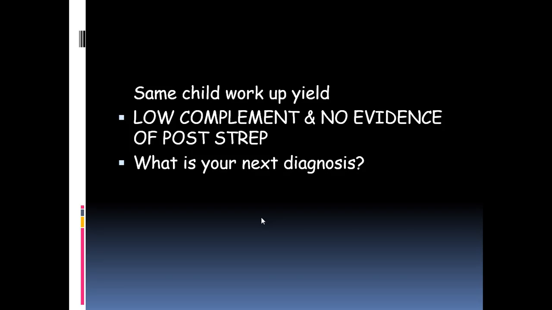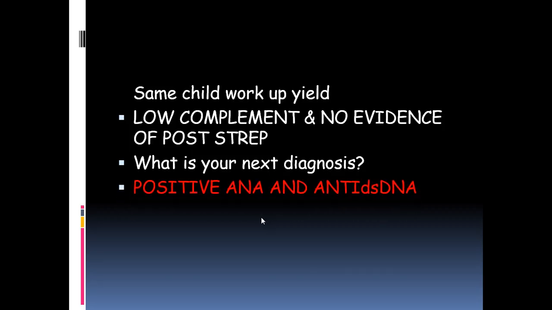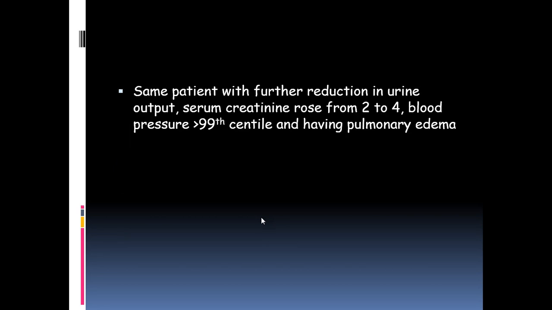So the same child workup yielded a low complement level. If you have a low complement level, but on the contrary the patient did not show post streptococcal evidence, then what shall we consider next? As she was a girl of 10 years old, we sent her ANAs and anti-double stranded DNA, which turned out to be positive, and so the diagnosis of lupus nephritis was confirmed. So anybody who has an AGN-like picture with low complement levels with normal ASO titers, and on the contrary a positive serology for lupus, then you consider the diagnosis of lupus nephritis.